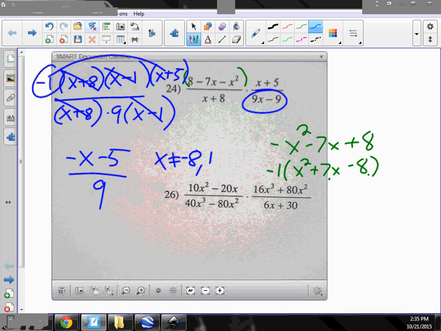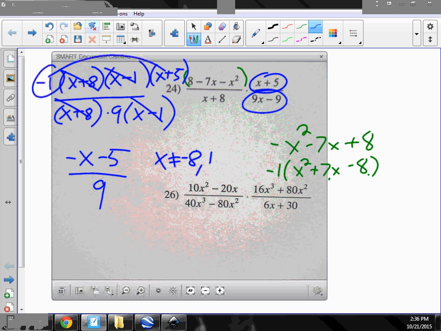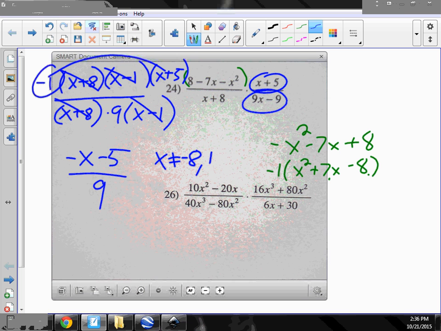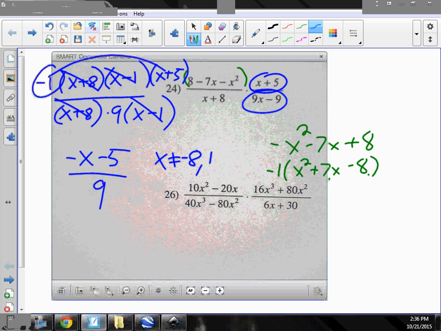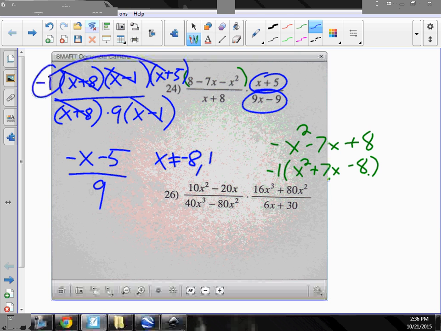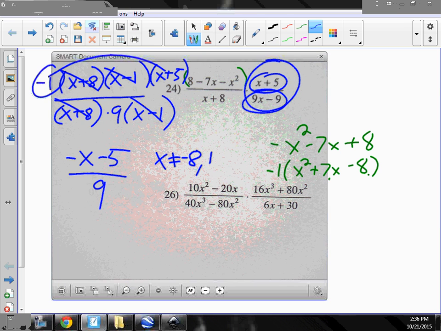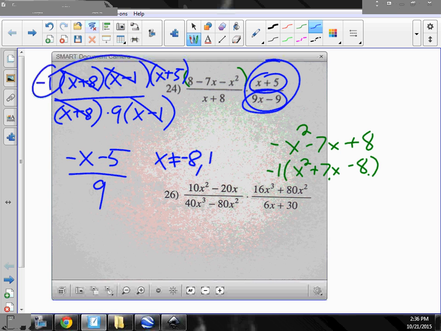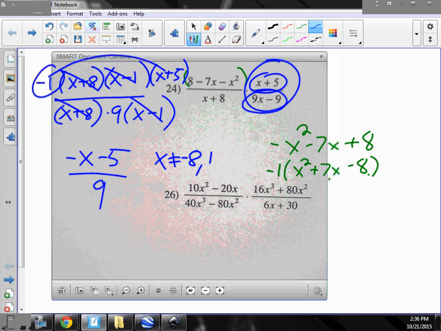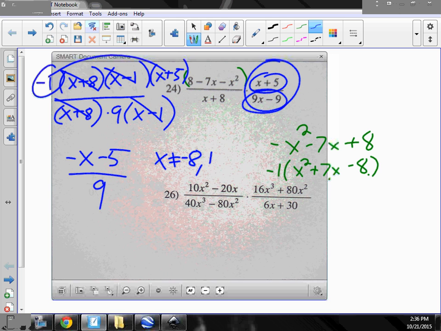Don't I have to worry about this one? No, because it's a multiplication problem, not a division problem. If this second fraction were being divided, then you have to worry about the numerator and the denominator. But this one is being multiplied. So that x plus 5 isn't going to ruin anything. Okay? All right.